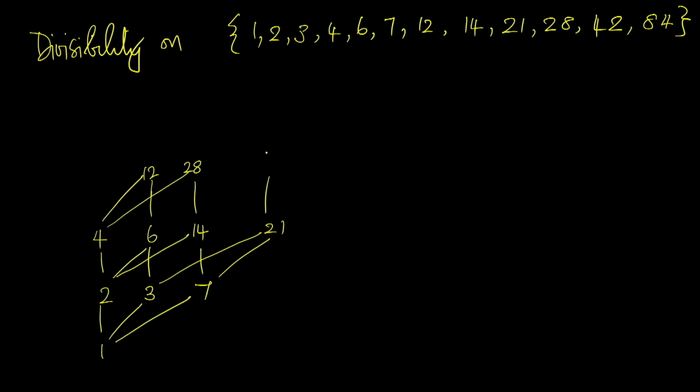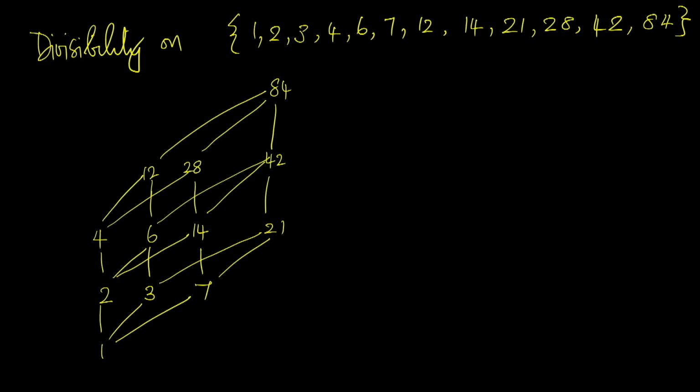Then 42 is a successor of 21, which is also a successor of 14, and 42 is a successor of 6 as well. And then we have 84, which is a successor of 42, 28 and 12. So this would be the Hasse diagram for this poset.